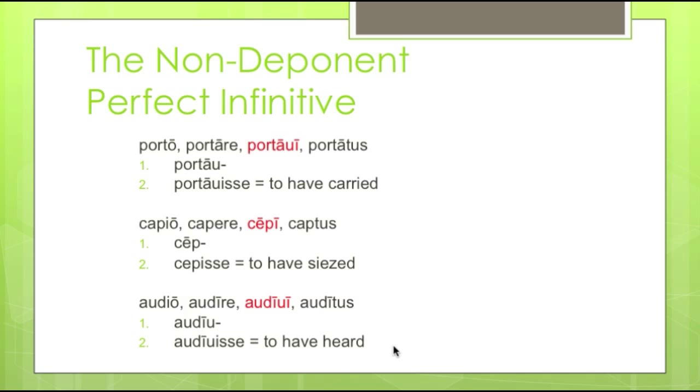The nice thing about perfect forms, as you may remember, is they work the same for all verbs. When you're talking about perfect forms, generally speaking, in Latin, all verbs behave in the exact same way. You don't have to worry about individual conjugations anymore.